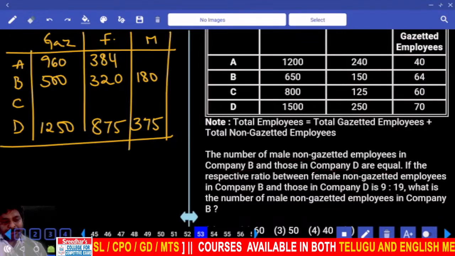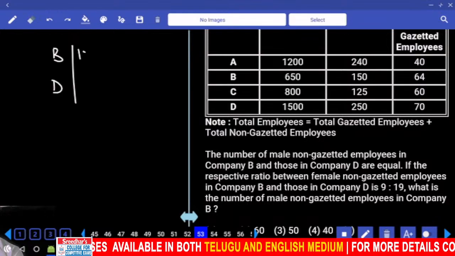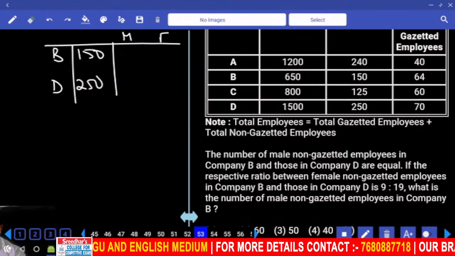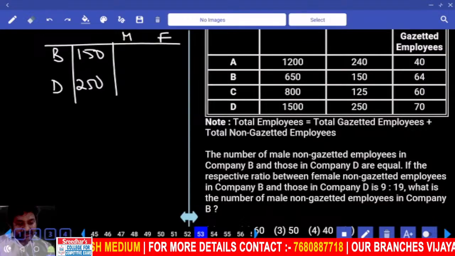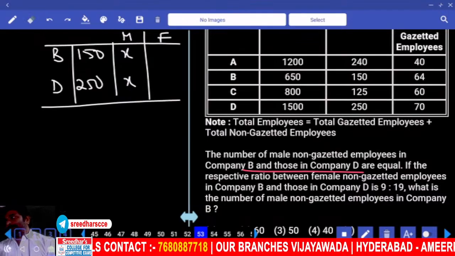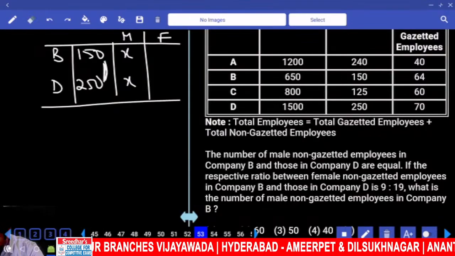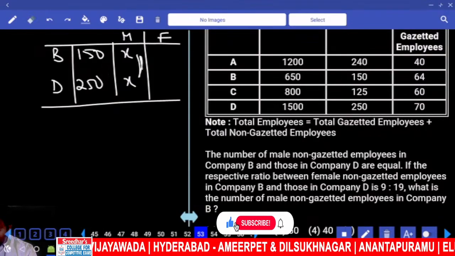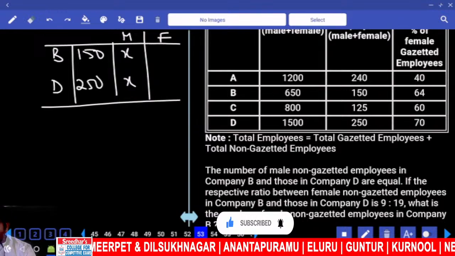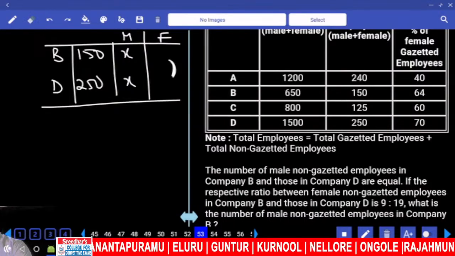Total how many non-gazetted people are in B and D? Total non-gazetted 150 and 250. Among this, we will also have male and female. Are you fine? Now, according to the first statement, if X male people are here, even in D also X male are there. That's the statement. Am I right? Now, what is the total difference? If male are equal in both companies, whatever the 100 difference that we have in total, that should be in female. Agreed?